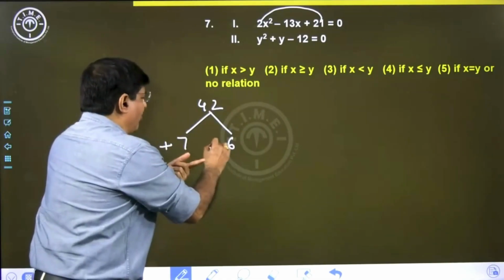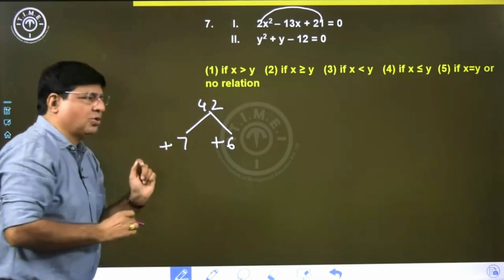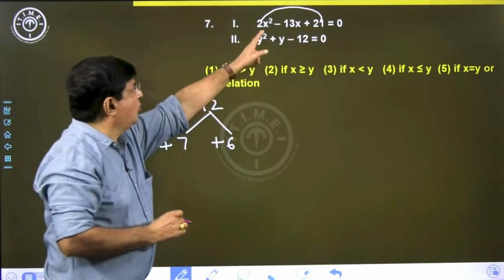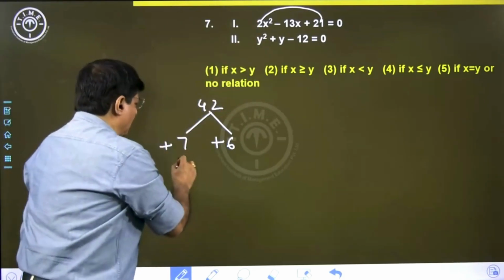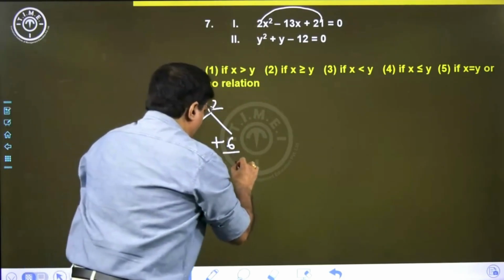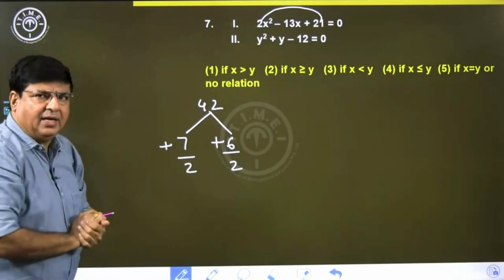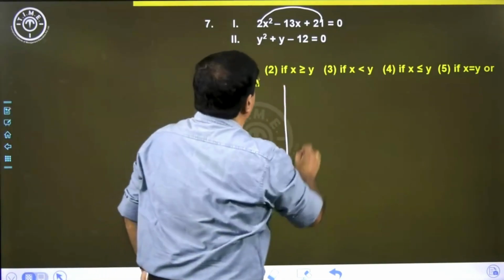The signs of the roots will be plus. These are directly the roots. Do not change the sign again. What is the coefficient of x square here? 2. This I will divide by 2. Just leave it like that. Do not simplify. Let's go to the next equation.